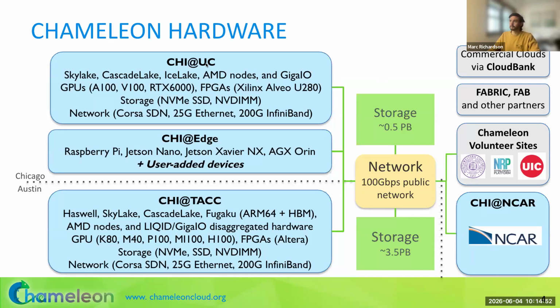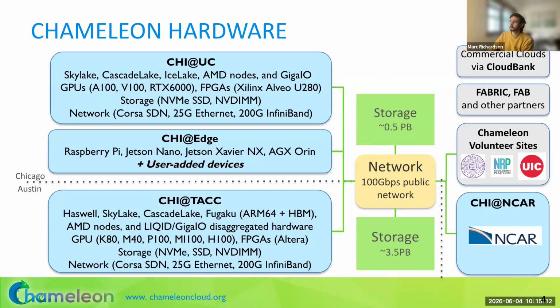We have different Chameleon sites, so CHI@UC and CHI@TACC are going to be our main biggest sites. We also recently added a site at CHI@NCAR. This has, I believe, about 40 CPU nodes that are available there now. So lots of capacity on this new CHI@NCAR site.